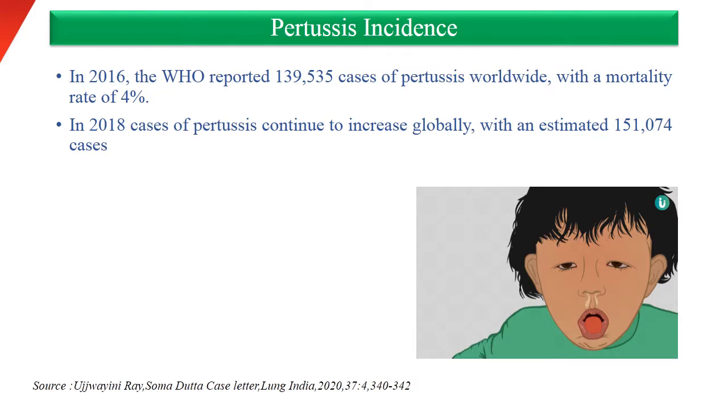If we look at the incidence, in 2016 the WHO reported 1,39,535 cases of pertussis worldwide, with a mortality rate of 4%. In 2018, cases of pertussis continued to increase globally, with an estimated 1,51,074 cases.